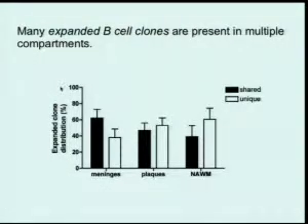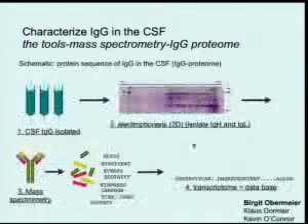So if you summarize these data, there are many expanded B-cell clones that are present in multiple compartments. The dark bar represents shared B-cell receptor sequences from the same germline that have undergone somatic mutation. Clearly, these are IgG and have undergone somatic mutation and an antigen-driven response, and we can see a great deal of shared sequences between the meninges, plaque tissue, and normal-appearing white matter.